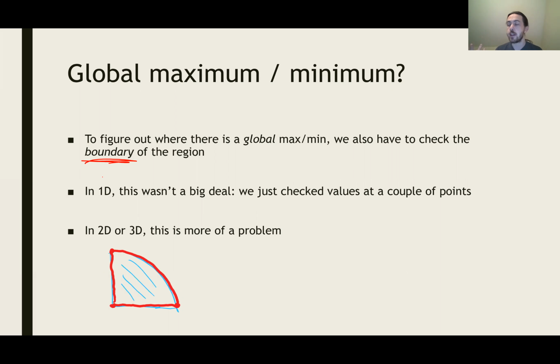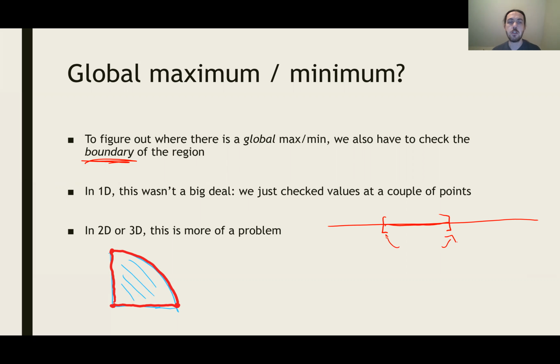And surprisingly, in one-dimensional problems, this wasn't hard. We had a region which was usually like an interval, x goes between 0 and 5. So we just had to check x equals 0 and x equals 5. But in 2 dimensions or 3 dimensions, this actually becomes a bit more of a big deal, because when we were talking about regions in the real line, the boundary of a one-dimensional region is just some points.